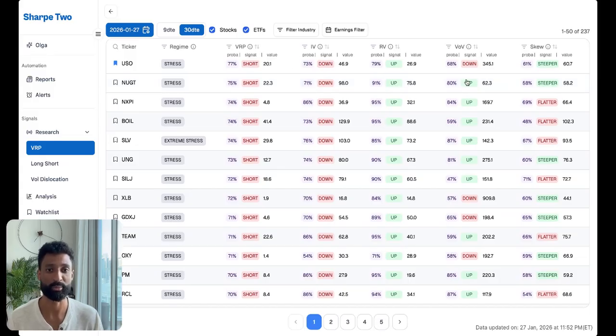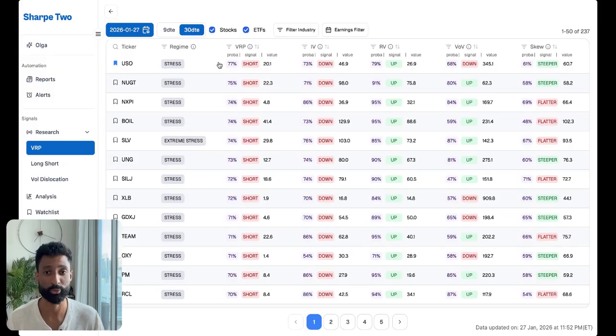All of those other columns help you to understand the market dynamic, what to expect over the next few days, over the next few weeks, and give you an idea of how you're supposed to be designing your structure. Ultimately, the platform is designed to help you save time.